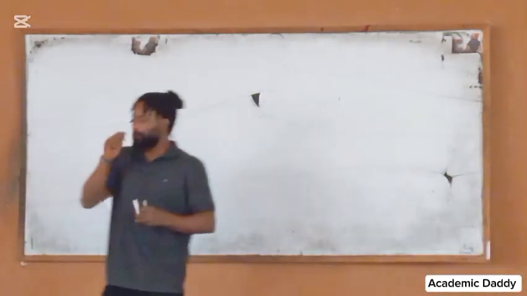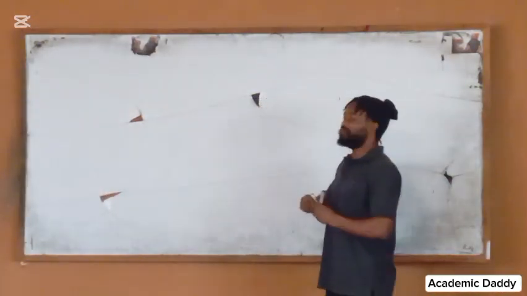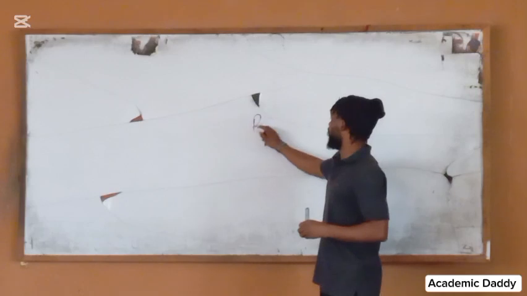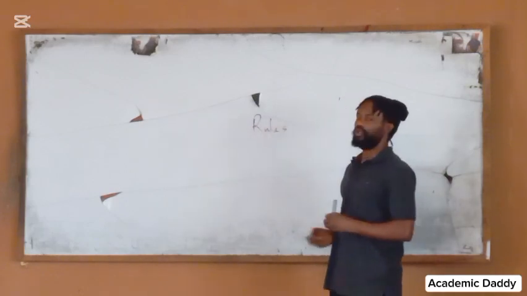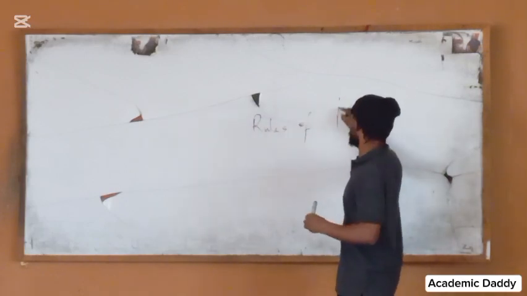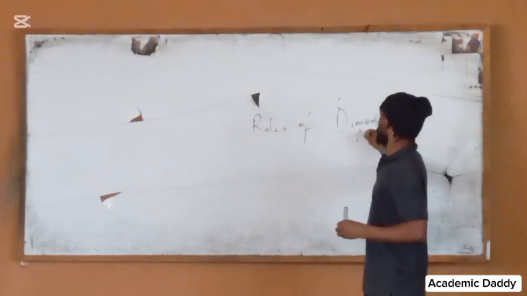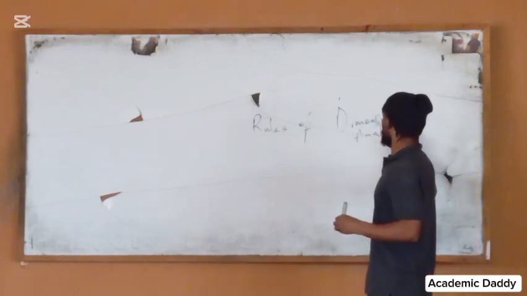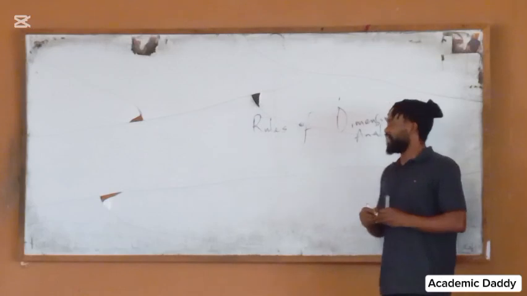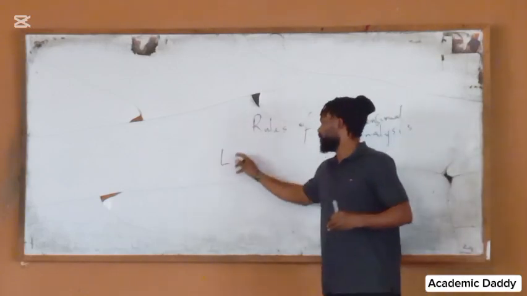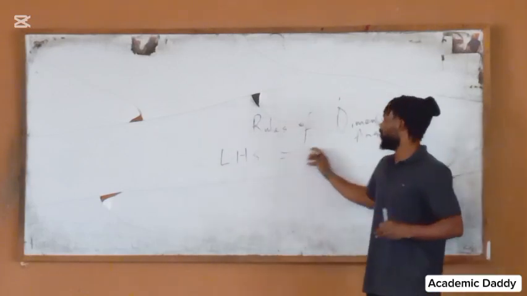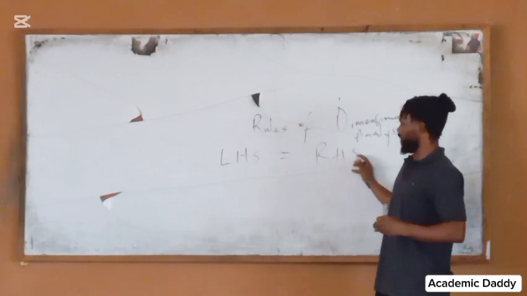The only thing I'm giving you, please, is this. We have what we call the rules of dimensional analysis. And we said yesterday that the first rule is that the left-hand side must be equal to the right-hand side.